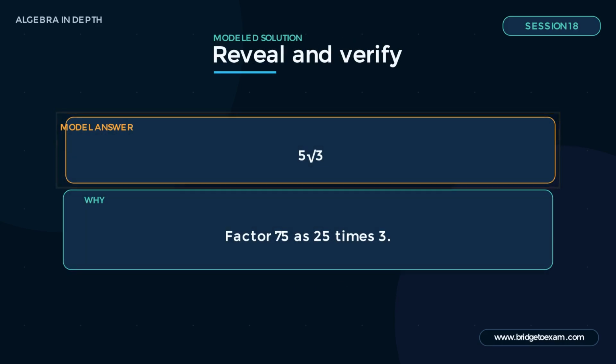Here is the modeled solution. The answer is 5 the square root of 3. Factor 75 as 25 times 3. Verify it against the exact wording before moving on.